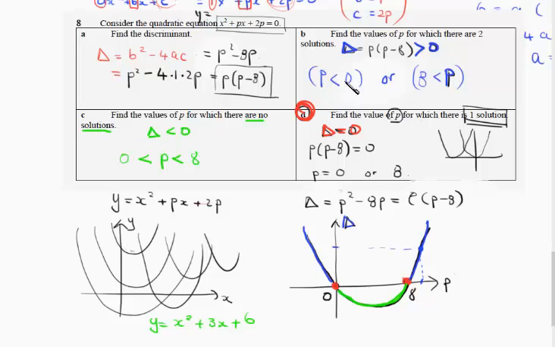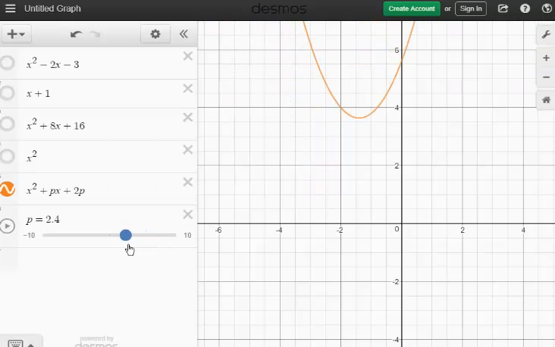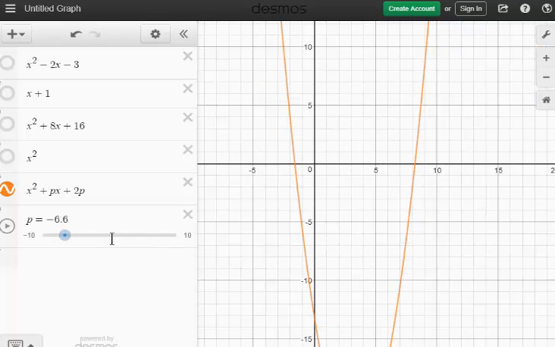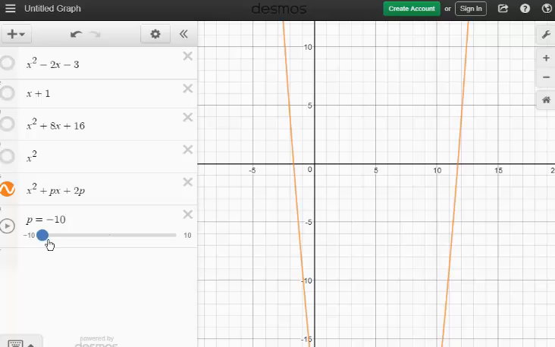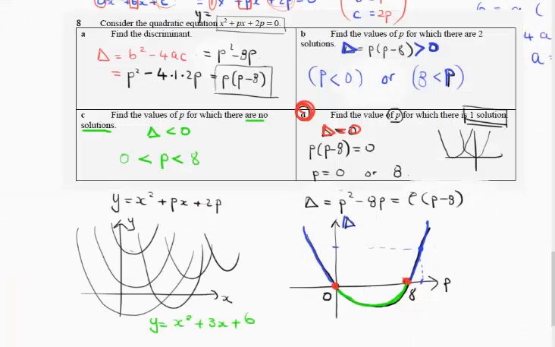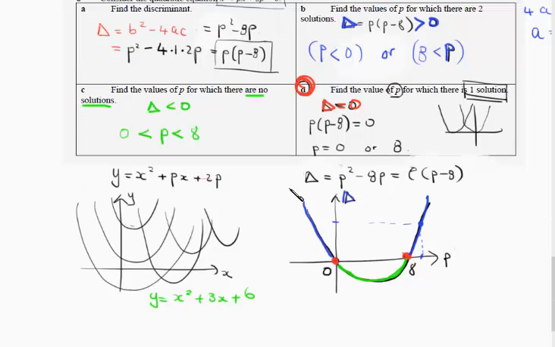But if P is less than 0, let's go for less than 0. So have a look. If we go for less than 0, then it starts to have two solutions. Okay, you can see 2 solutions, and the parabola gets very, very big. Yeah, 2 solutions. And also greater than 8. What happens if it's greater than 8? Then it starts to have also 2 solutions. Right? So that's all about this question right here. Okay? Hope this was fun.